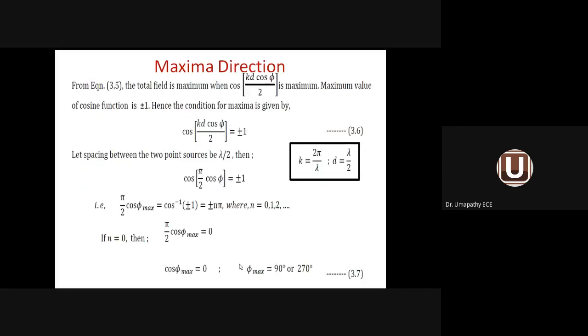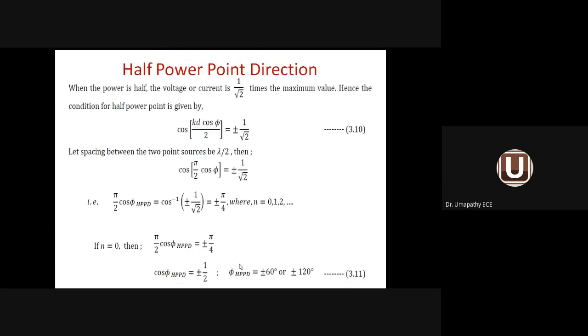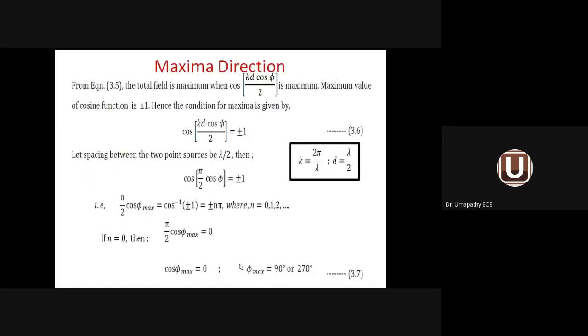Now let us find out the radiation pattern for this one. How to find out the radiation pattern? In the radiation pattern, I need 3 points. One is the maxima direction, second one the minima direction, third one the half power point direction. If I'm able to find out the angle, I'll be able to draw the radiation pattern. So for case 1, the same amplitude and the same phase.